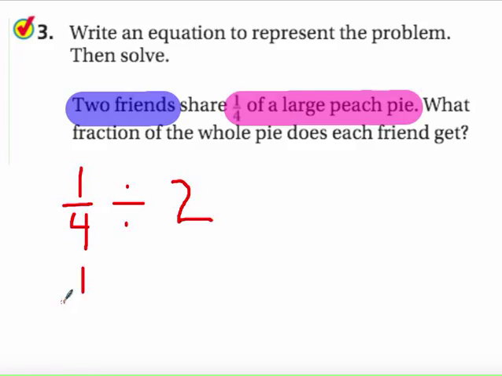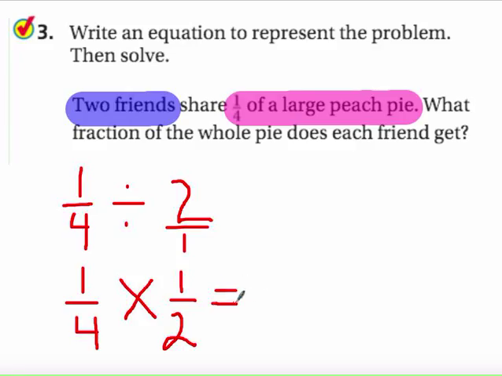Now to solve this, just like we've been learning in this entire unit, we change the divide sign to times, and we flip the second fraction or number upside down. So now remember, a 2 has a 1 under it, so if we flip that upside down, that would be 1/2. Now we do top times top, bottom times bottom, so 1 times 1 is 1, 4 times 2 is 8. So that means if they had 1/4 of a large peach pie and they're going to split it into 2 equal groups, then each person would get 1/8 of the whole pie.